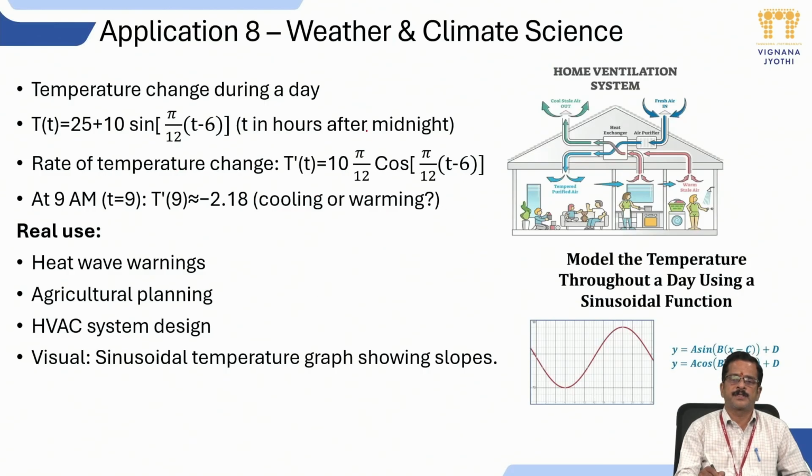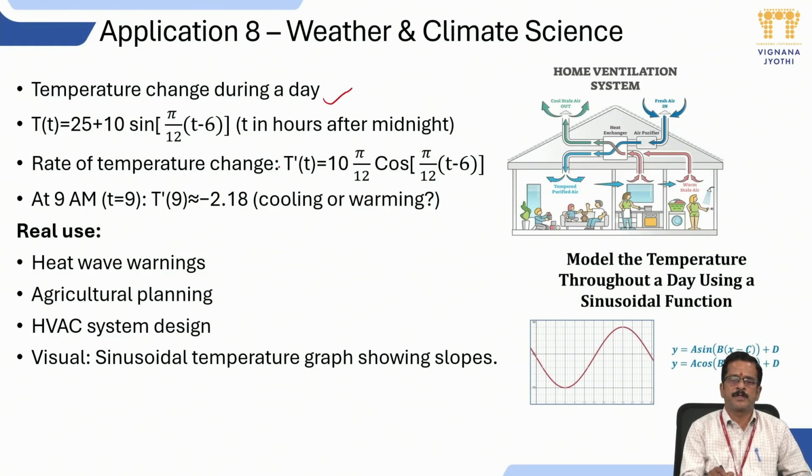Next, temperature change in a day. Nowadays, how does the temperature change in the morning, afternoon, and evening? That function is given by 25 plus 10 times sine of pi by 12 times (t minus 6), where t is in hours, from midnight to evening.